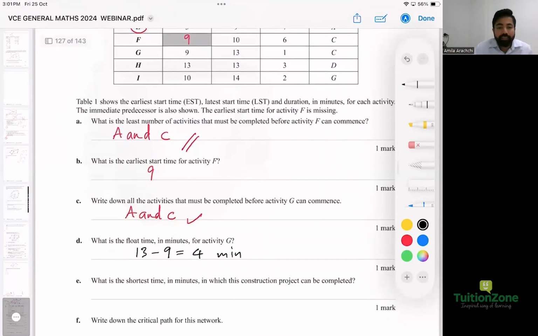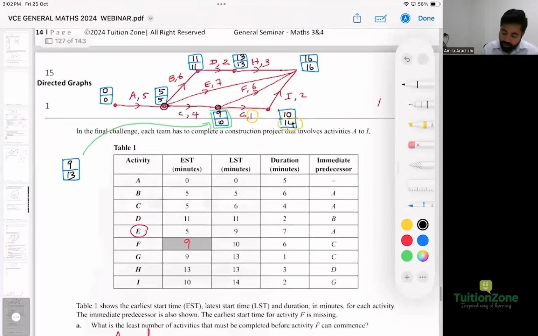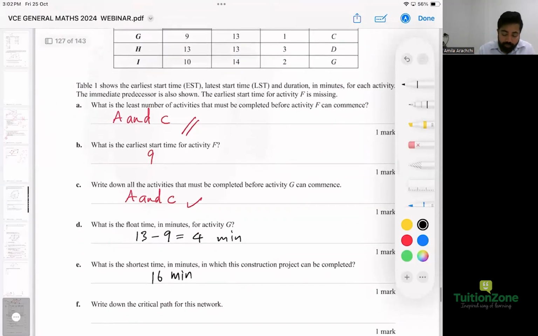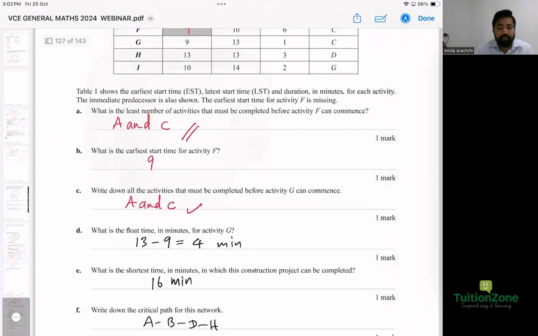And then let's try the E. What is the shortest time in minutes in which this construction can be completed? That's the shortest time. What is it? Was it 16? Yeah, so the completion time is 16. 16 minutes. And write the critical path, we already got that, which is the ABDH. Any questions with it? Does it make sense?